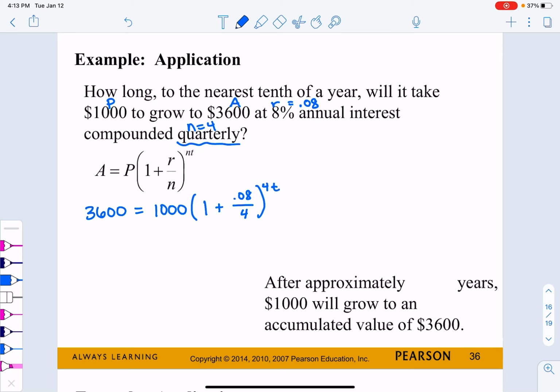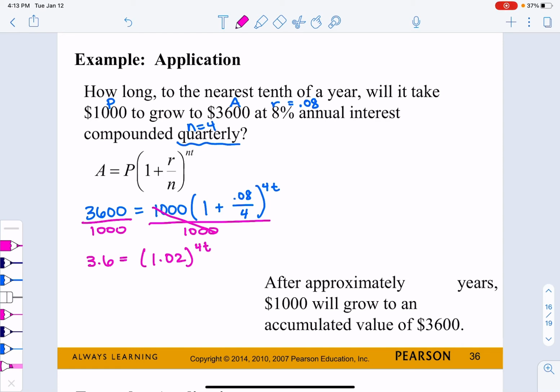Now, let's start simplifying this down. We need to eventually get t all by itself. So let's go ahead and take care of getting rid of that 1,000 in the front. If we divide by 1,000, we're going to have 3.6 is equal to, well, let's simplify the inside of those parentheses. 0.08 divided by 4 is 0.02. So that's going to give us 1.02 raised to the 4t.